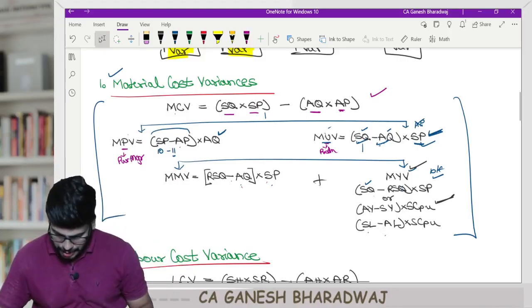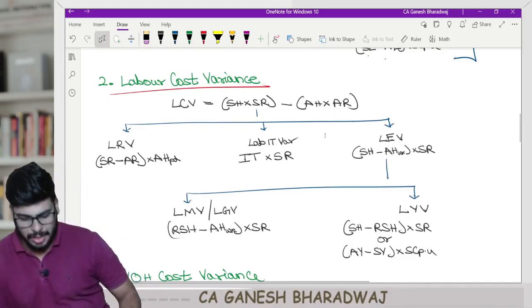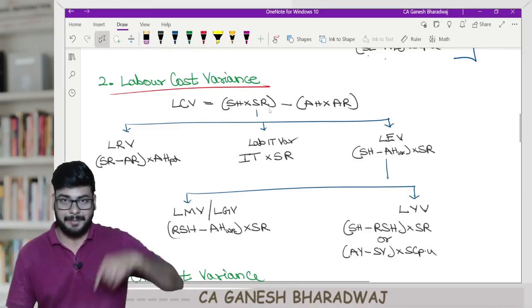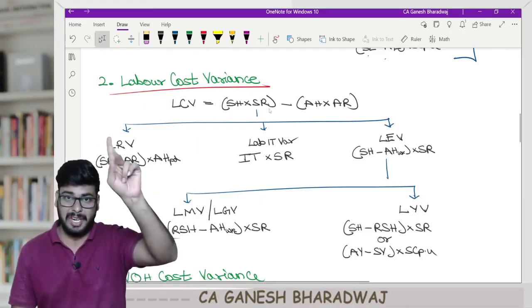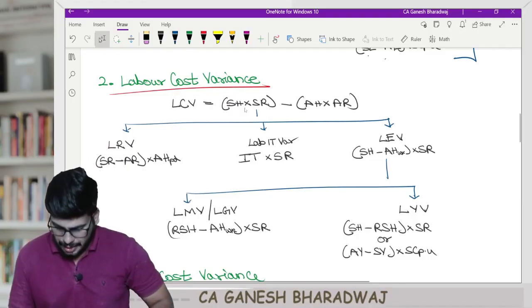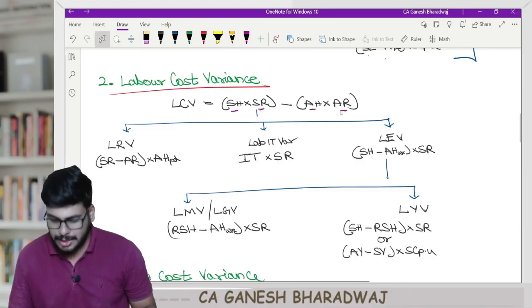Now, let's move on to the next one called labor cost variance. In labor cost variance, what is going to be your formula? It's going to be standard hours into standard rate. Now, in material, we use the word price. In labor, we don't call it price, we use the word rate. Here, it's going to be what? Standard hours into standard rate minus actual hours into actual rate.